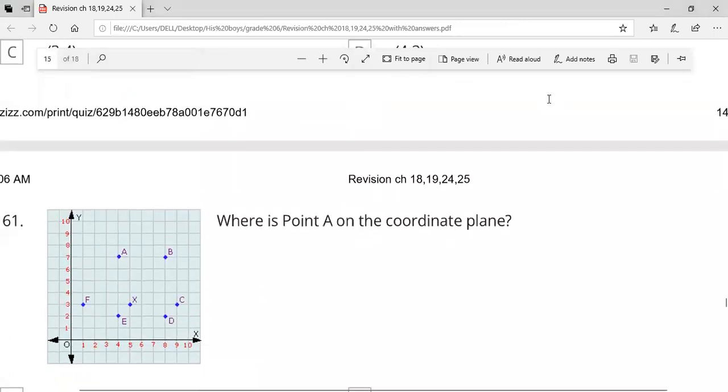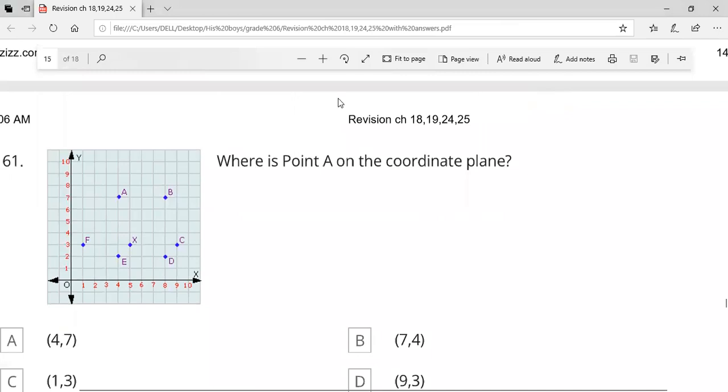The next question, where is the point A? As we said before, here is 1, 2, 3, 4, so 4 in X and up until I reach 7. Here is (4, 7). Concentrate. We can't say (7, 4), because I start from X and then Y. Okay. The next one.